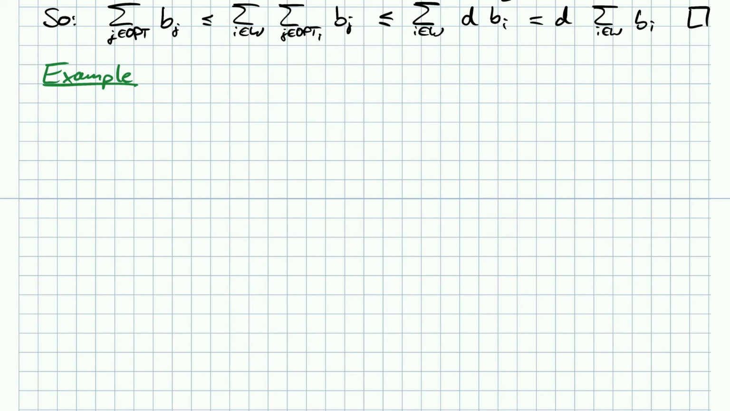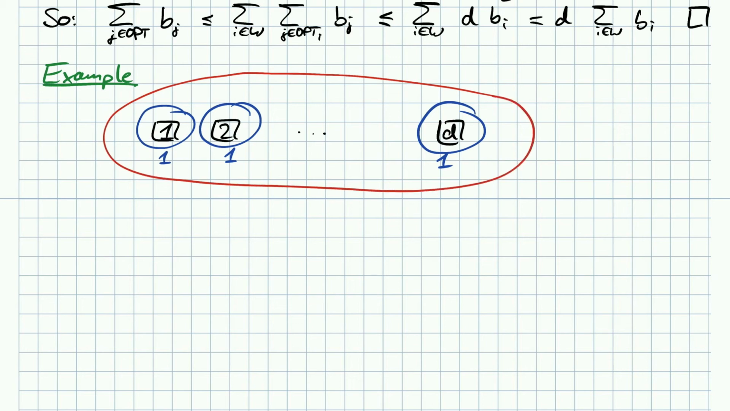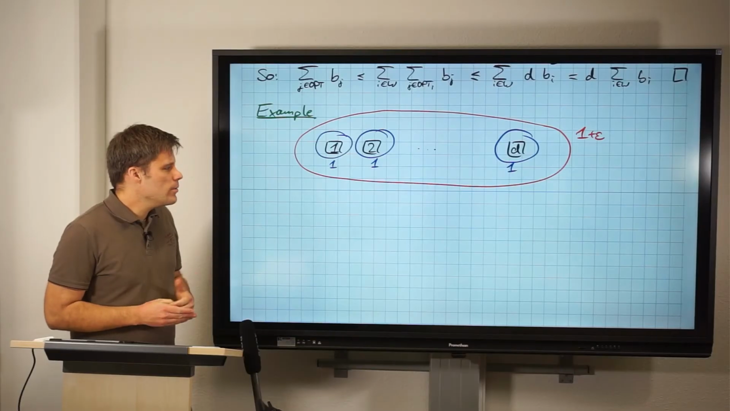We could have d items, and we'll have now many blue bidders who each have a value of 1 for one of the items, but at the same time we'll have a red bidder who would have a value of 1 plus epsilon for all items. What would happen here? Who would get the items?